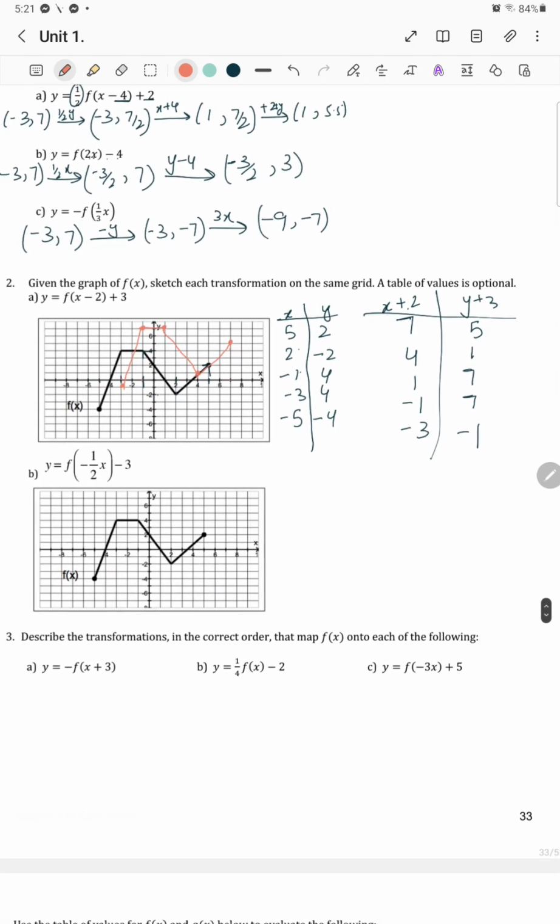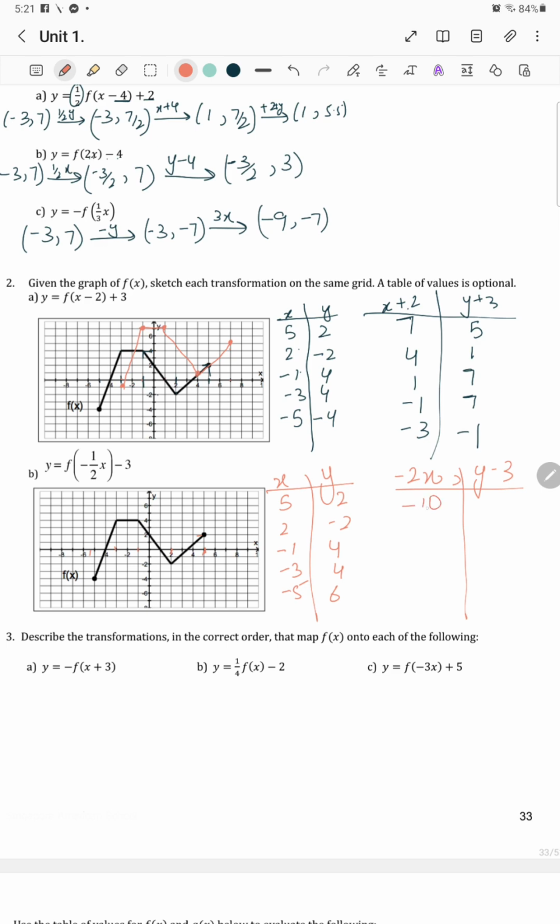y is equal to f of minus 1 by 2 x minus 3. So now the values of x and y would be, x is 5 and y is 2; x is 2 and y is minus 2; x is negative 1 and y is 4; negative 3 and y is 4; negative 5 and y is 6. So minus 1 by 2 x means minus 2x and y minus 3.